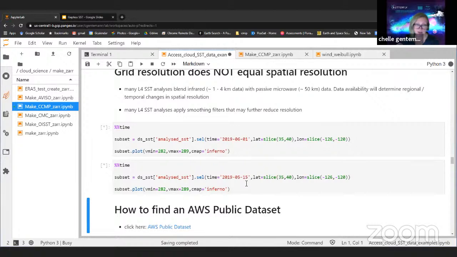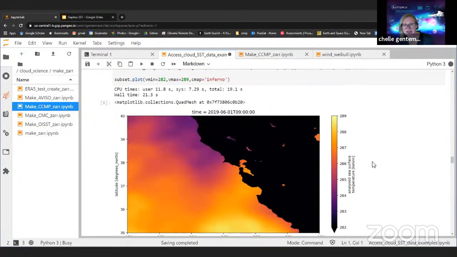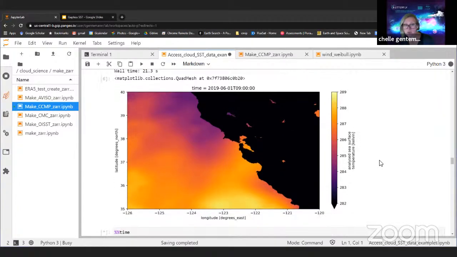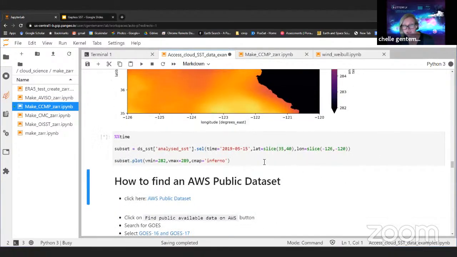So the 1 kilometer data set actually blends data from a bunch of different satellites. And those satellites have different resolutions. And sometimes when the high resolution data isn't available, you still get data, but it will look more like this. Versus when the higher resolution data, this is the same region, just on a different day that wasn't so cloudy, so a lot of the high resolution data was available.